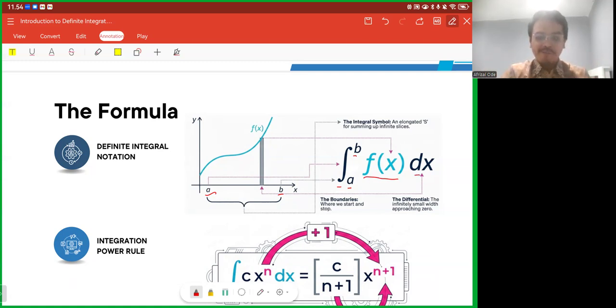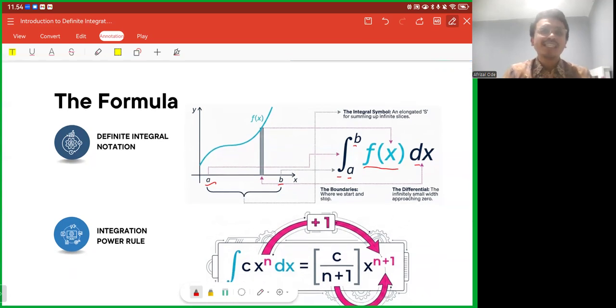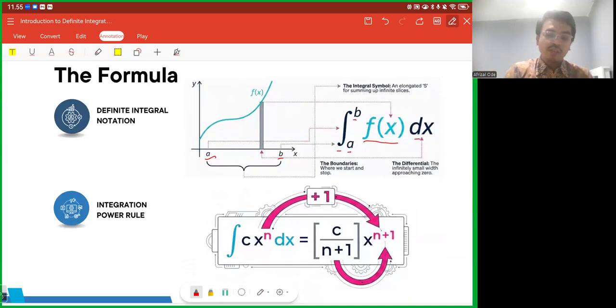Okay, now the rule. Basically, the very basic formula that we're going to use in order to answer this kind of problem is the integration power rule. So basically, as you can see, we have the integral of c x to the power of n dx is equal to, we just move the c over here, and then we divide it by n plus 1.